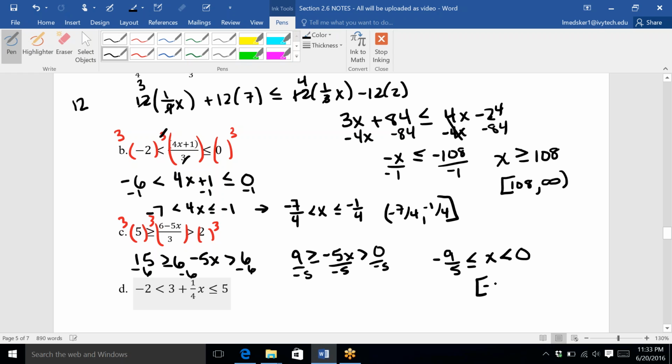So if I wanted to write that in interval notation, -9/5 would have a bracket all the way up to 0 with a parentheses because of no equal to sign.